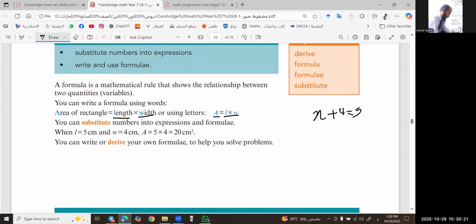And we can substitute numbers into expressions and formulas. Length equals 5 and width equals 4. So the area equals what? 5 times 4 equals 20 centimeters squared. Okay?